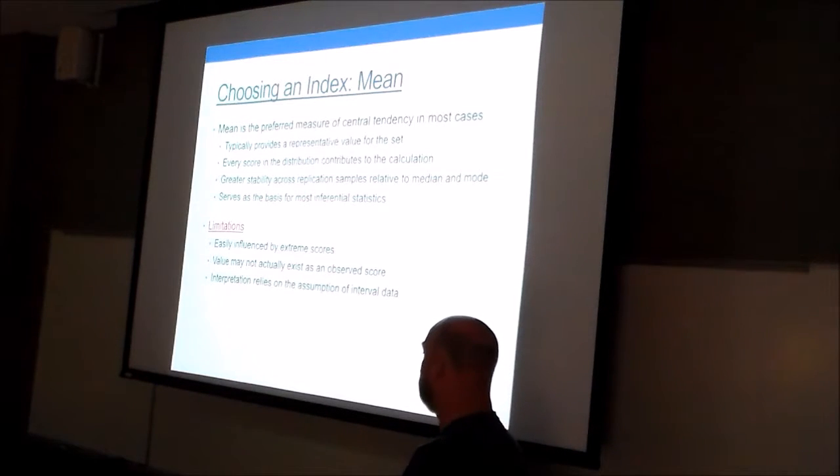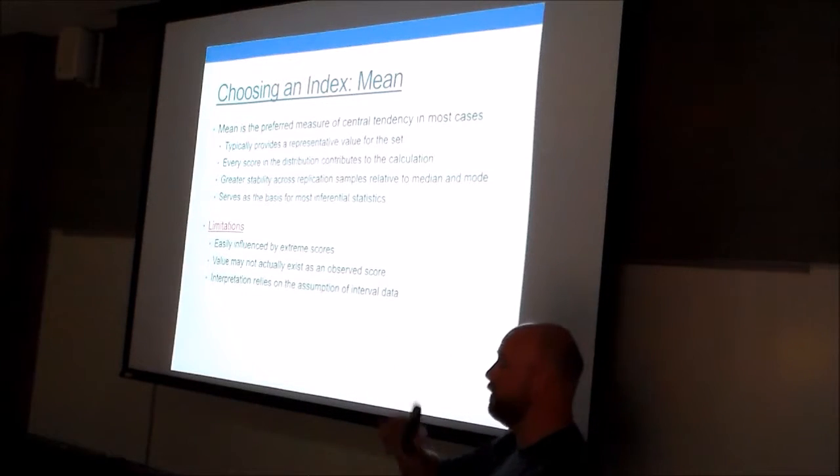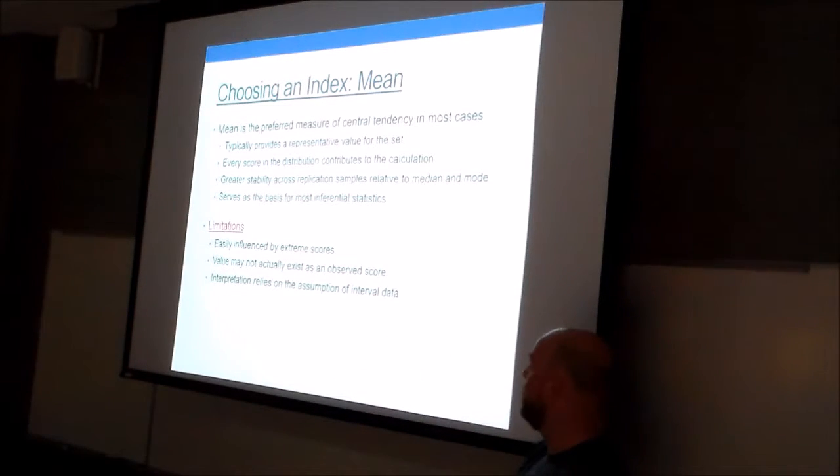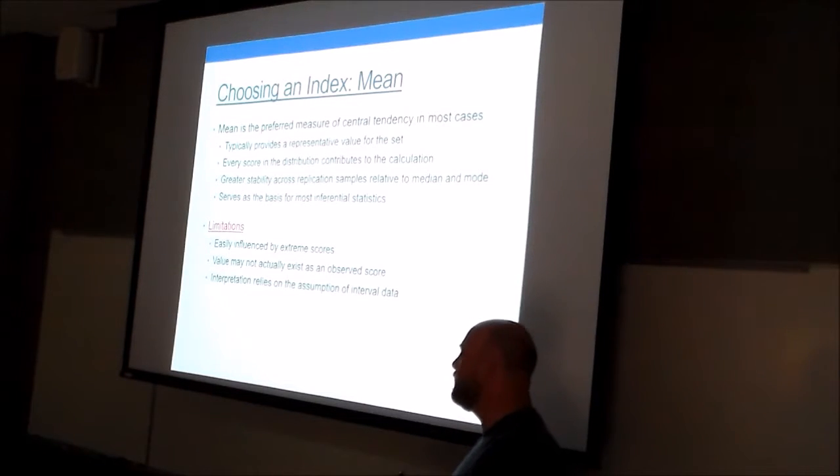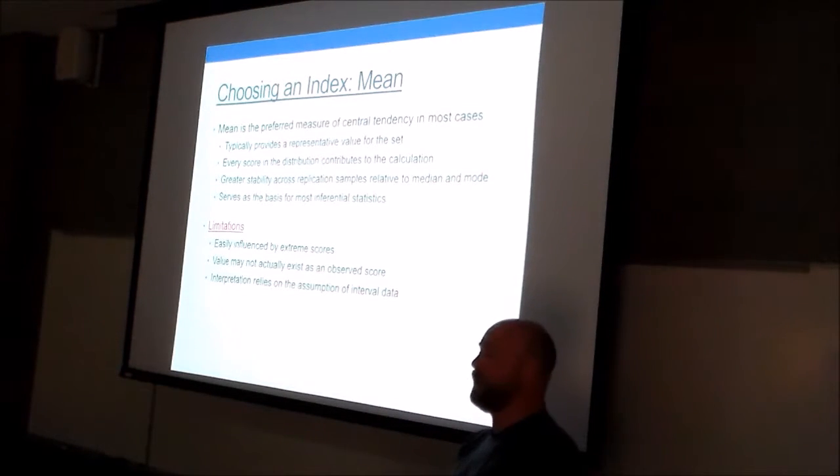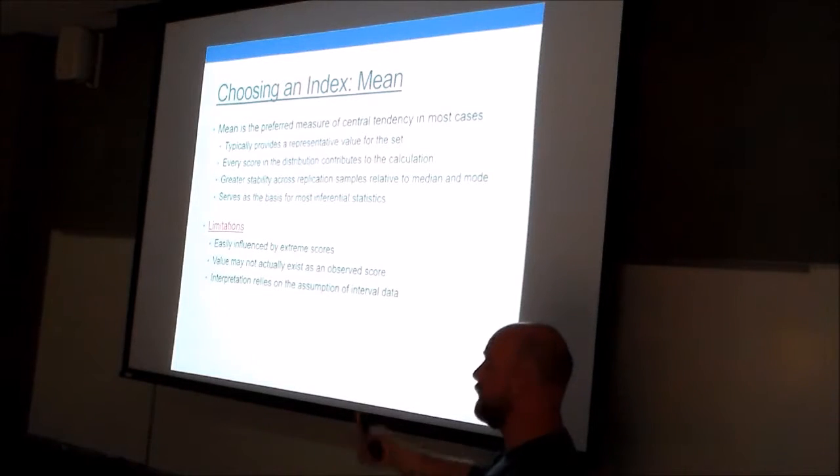Limitations of the mean, though. It's easily influenced by extreme scores. You get a wing nut out there and it's dragging the whole thing out and around. So this is both the strength and the limitation of the mean: all values contribute, but single values can start to pull things out and skew our estimates of the most representative value.